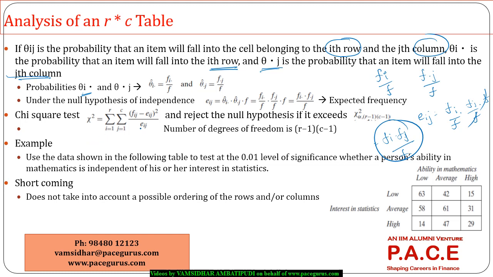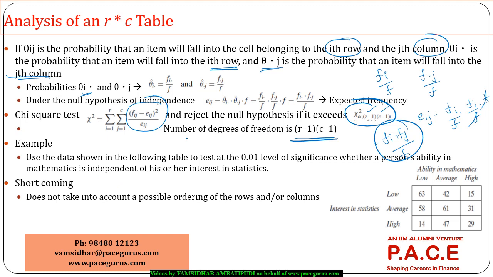We also have the observed frequencies. This is the expected frequency. Observed minus expected whole square divided by expected, across all rows and all columns, you find that and you sum them. And that sum is what will translate into a chi-square value. And you reject the null hypothesis if that value exceeds chi-squared alpha with r minus 1 times c minus 1 degrees of freedom, because this would be a chi-square distribution with r minus 1 c minus 1 degrees of freedom.